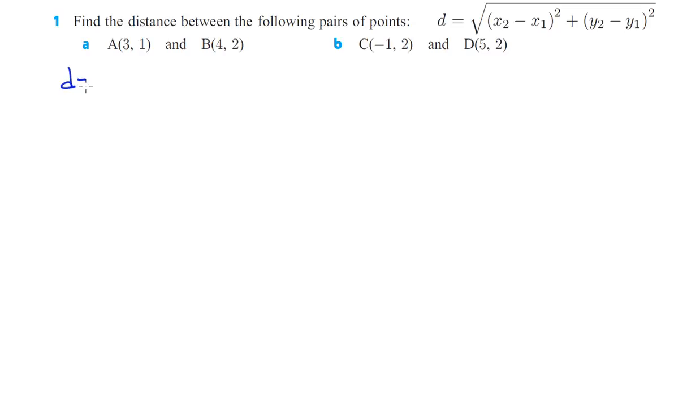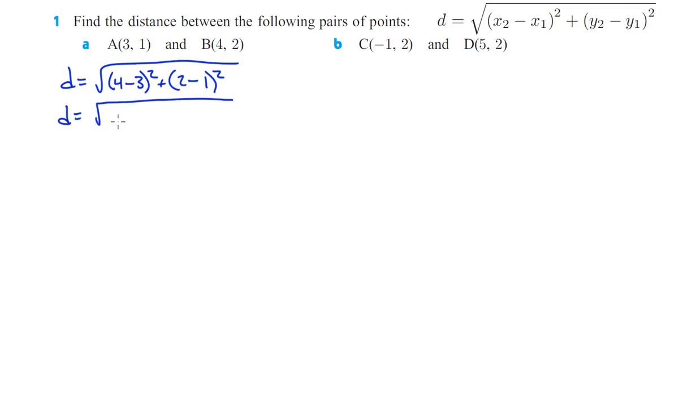So for A, distance is going to be the square root of, if we're using this formula exactly the way it is, we would take 4, that's the x2, so we do 4 minus the x1, which is 3, squared, and then we're going to add y2, which is 2, minus the y1, which is 1, and square that, and then off we go. So now we just simplify, and it's really important to make sure that you simplify in the parentheses first before you square them.